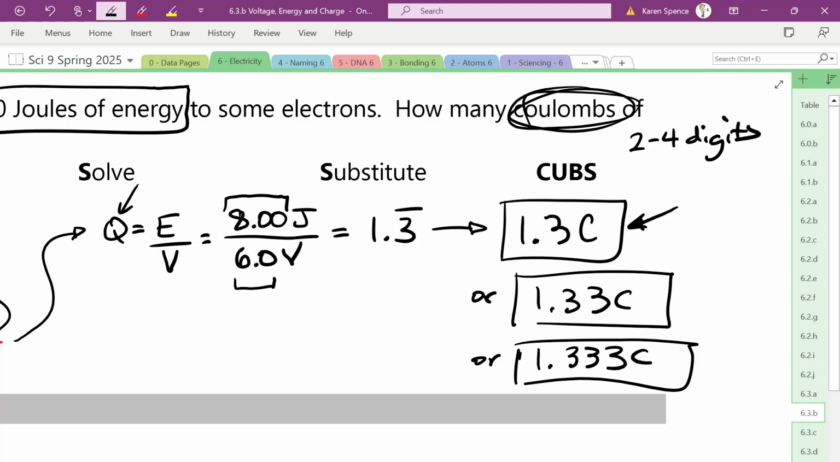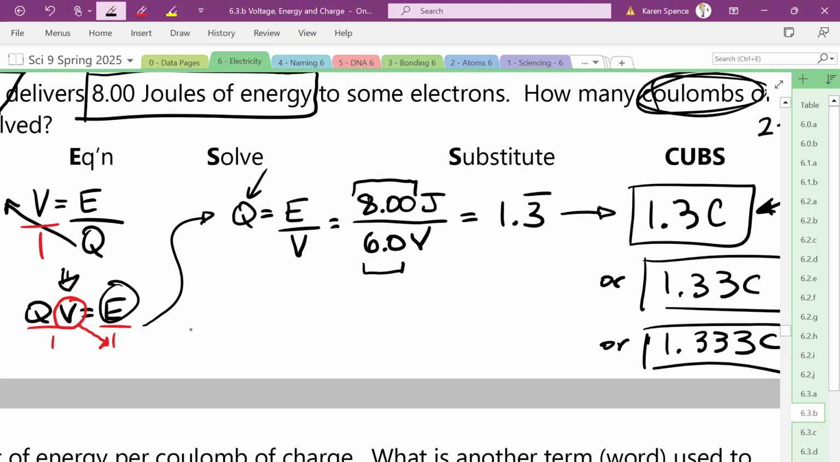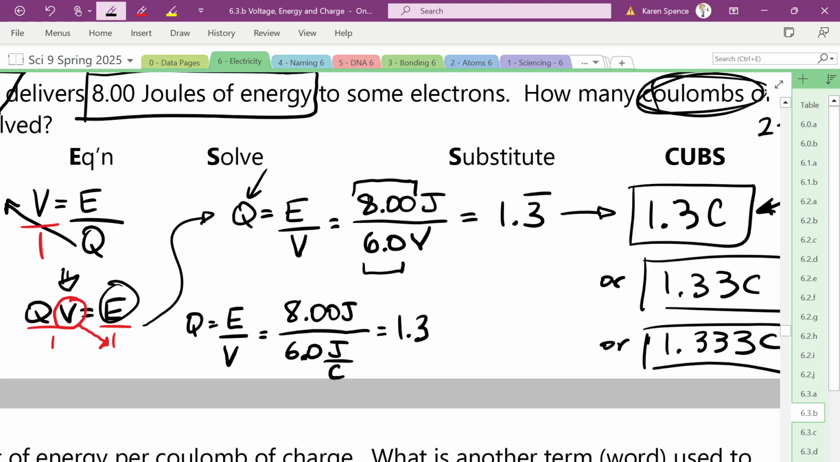If you want the extra credit, Q equals E over V. We are going to write volts as joules per coulomb. So we have 8.00 joules over 6.0 joules per coulomb. We're going to do the math on the numbers, and that still gives us 1.3. And now we have joules divided by joules per coulomb.